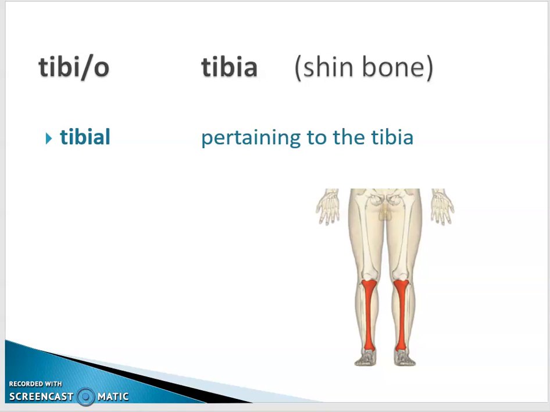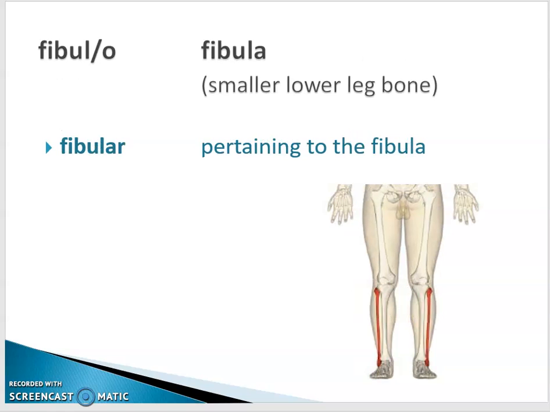And now we're going to drop down below that. We have the tibia, and its combining form is tibio, and this is the shin bone. Those of you who play soccer, this is why you wear shin guards, because it hurts like anything to get hit there because you don't have any padding around that bone. So tibial means pertaining to the tibia, which once again is the shin bone.